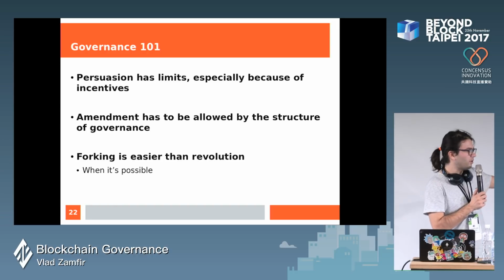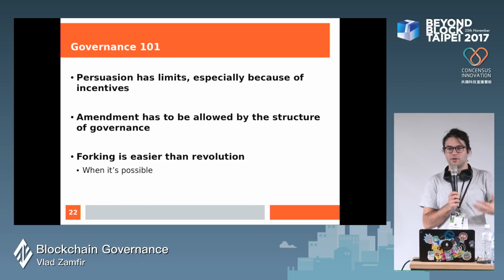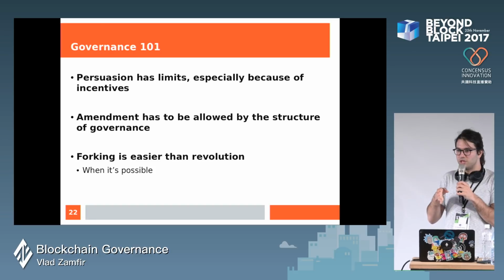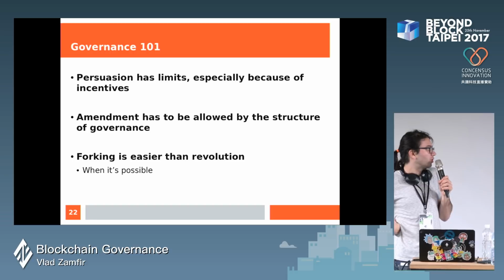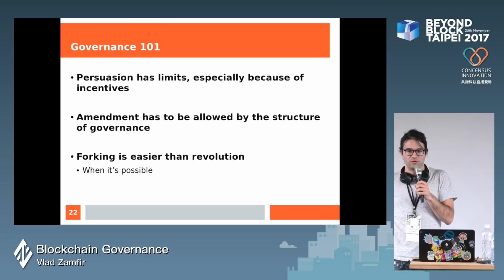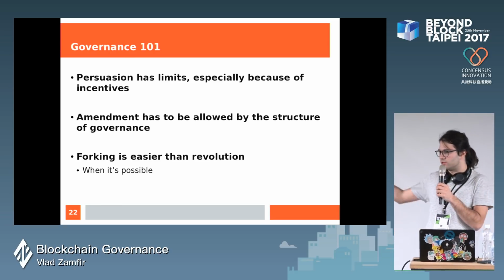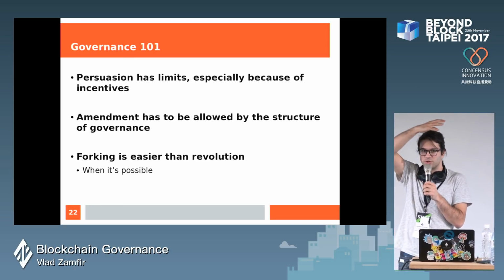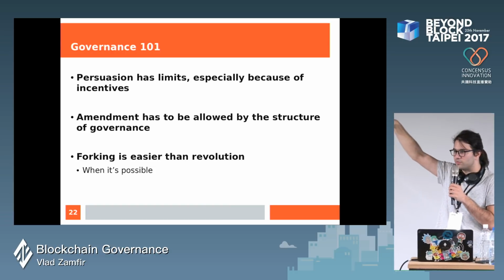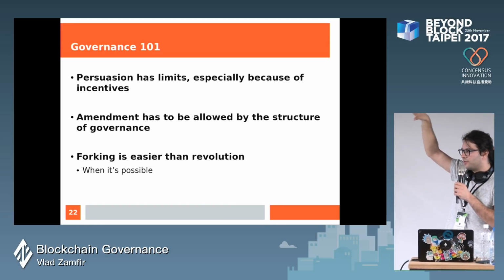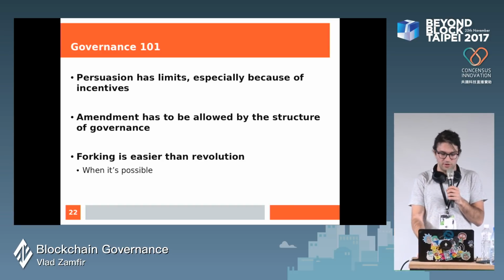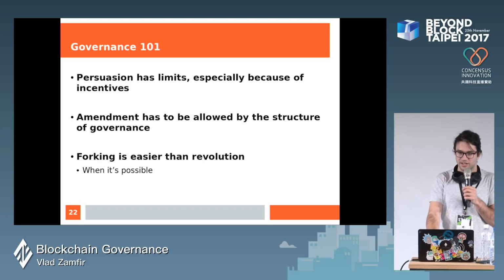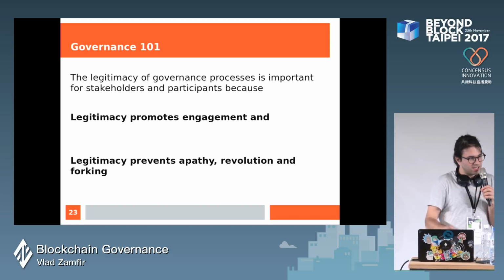Forking is not always possible, because you can't always make a copy of the resource that's being governed, and you can't always meaningfully split it without causing a lot of damage. But when it is possible, forking can be a lot easier than revolution, because you don't need to overthrow an existing system. You can create a parallel one and over time gain legitimacy, as opposed to having to declare the original one illegitimate and get everyone to believe that the new one is legitimate without them having any time to observe it. So revolution is risky. We kind of know that. And forking is less risky, but it's usually not as available, at least historically.